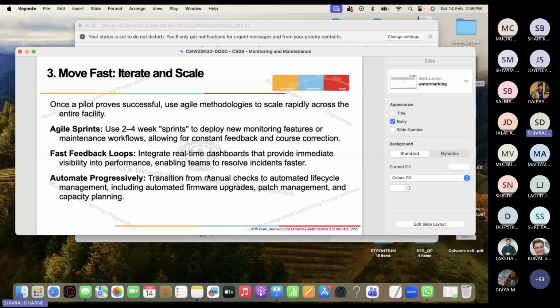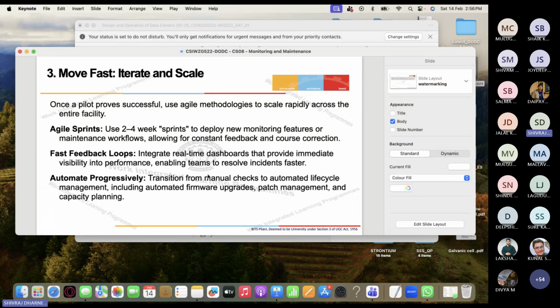Once your pilot is successful, you need to use agile methodologies to scale rapidly across the entire facility. That means there is something called agile sprint. Use 2 to 4 week sprints to deploy new monitoring features or maintenance workflows, allowing for constant feedback and course correction. That's why it is called agile sprints, just 2 to 4 weeks.